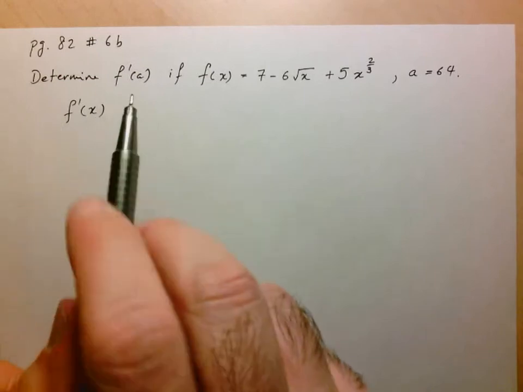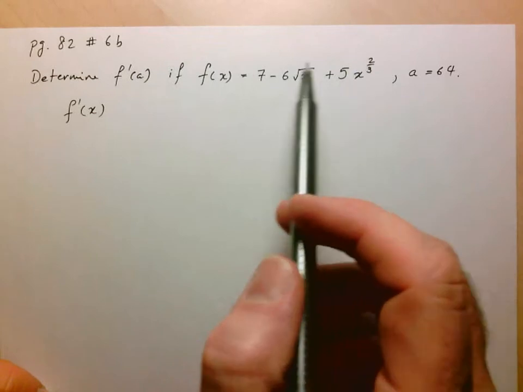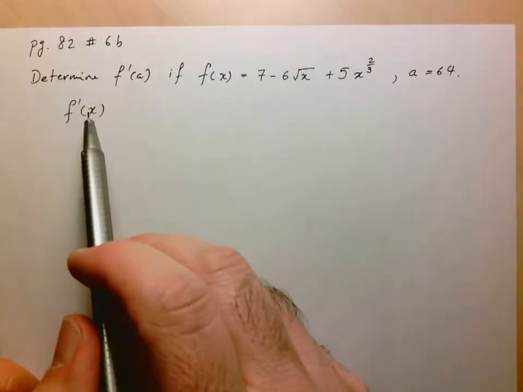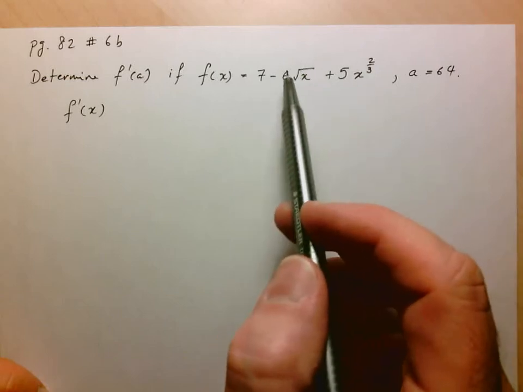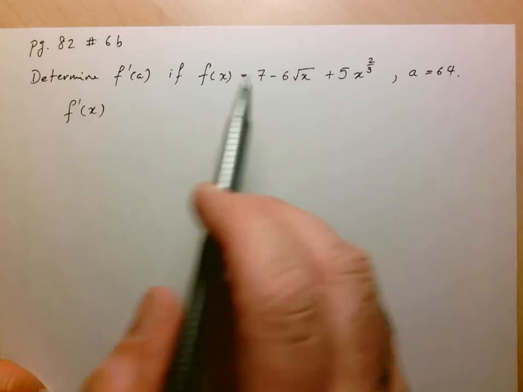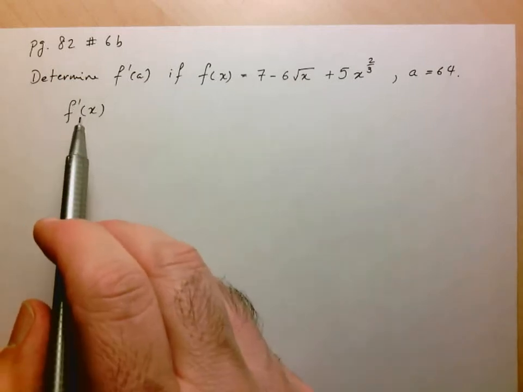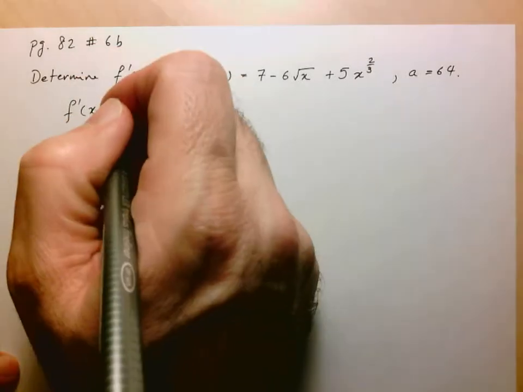Now, this is an important little thing: make sure you don't input the 64 before you find the derivative, because if you just input the 64, you're just going to end up with a constant, and if you take the derivative of that, you're just going to get 0. So first you have to find the derivative function and then input the x value that you're interested in.